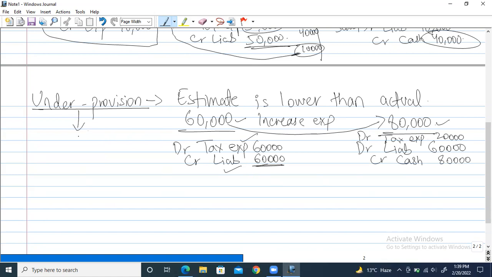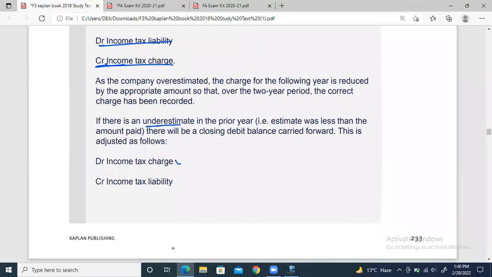So what will be the double entry for under provision? This will be debit tax expense. We are increasing the expense, right? And at the same time, we are increasing the liability. So credit tax liability. This will be the double entry for under provision. As you can see, it's the same over here as well. So debit the income tax charge, which is expense, and credit the liability. We are also increasing the liability over here.